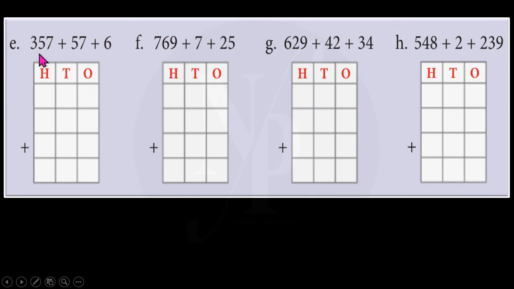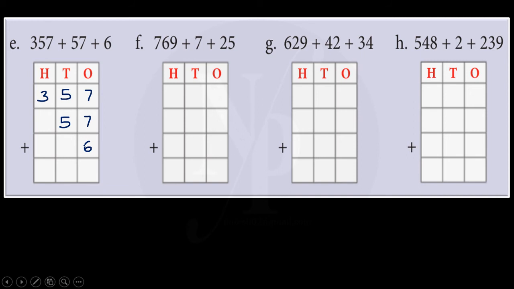Further, here we have 3 numbers to be added. 3 numbers with a different number of digits. So here the first number is a 3-digit number, the second number is a 2-digit number, and the third number is a 3-digit number. Let us write these down according to their place values. So here 357, the second number is 57, the third number is 6.